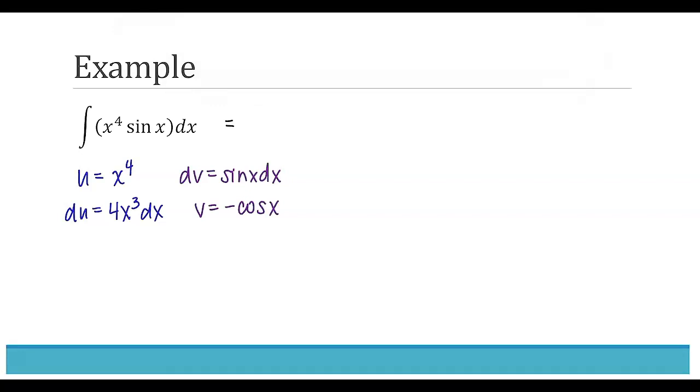If I apply my integration by parts formula and multiply u times v, I get x to the 4th times negative cosine x minus the integral of v, that's negative cosine x, du is 4x cubed dx. Now, the resulting integral is also going to require an integration by parts. I'm not going to multiply this together right now. I'm just going to move ahead to my next integration by parts.